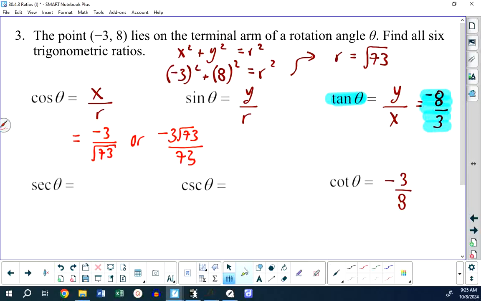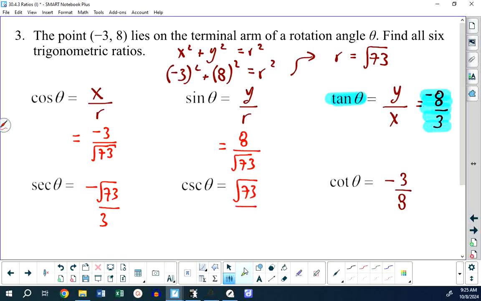Sine, I'm just going to erase this because it's really not important and it's in my way. Sine will be equal to, I guess, 8 over root 73. And then the secant and cosecant, we flip those over. You're still with me here? Okay. So secant will be negative root 73 over 3. Cosecant will be root 73 over 8. And we're done.